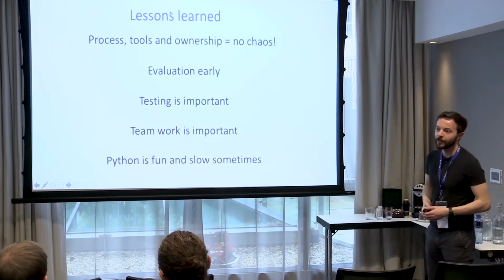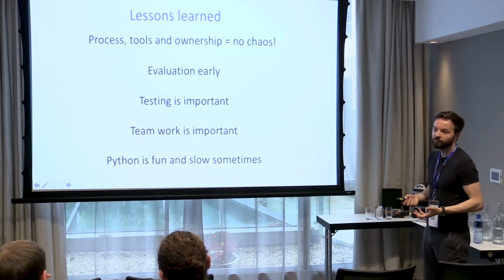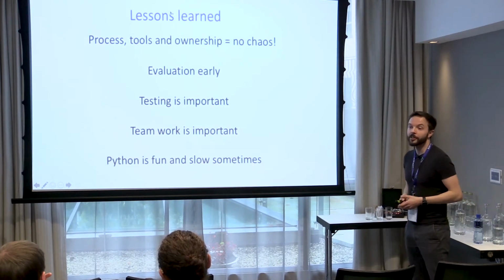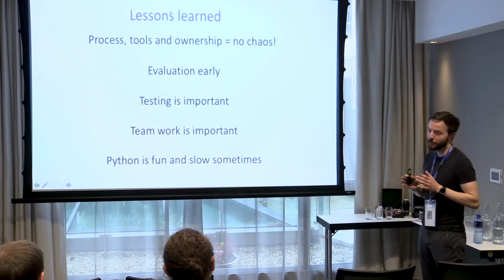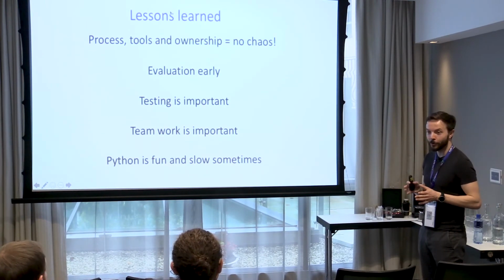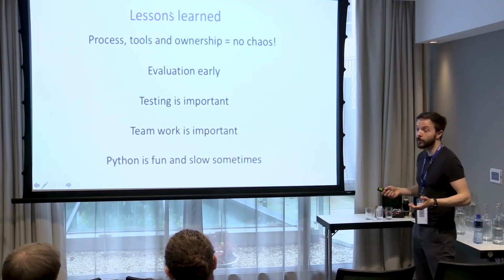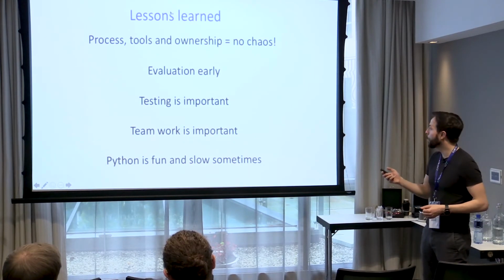So what lessons did we learn from this project? Basically, if you have processes and tools and ownership, equal no chaos. Everything is straightforward. Do your evaluation early. Get the feedback. Testing is really important. So we did some unit testing, but unfortunately, toward the end of the project. I wish we did this earlier. Teamwork is also really important. Python is really fun and sometimes really slow.